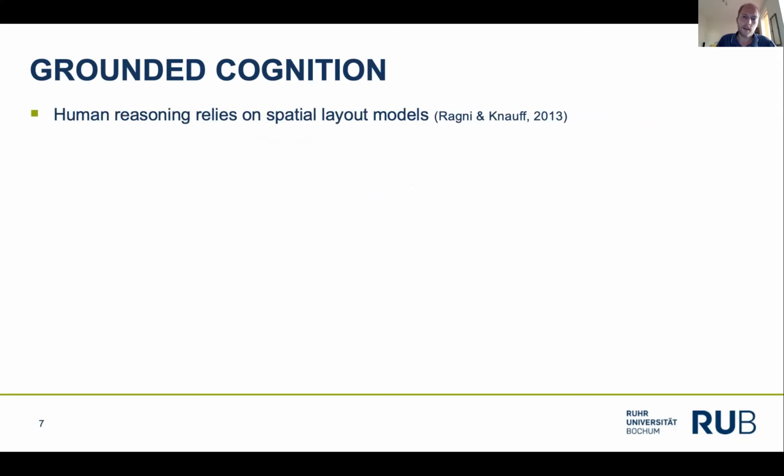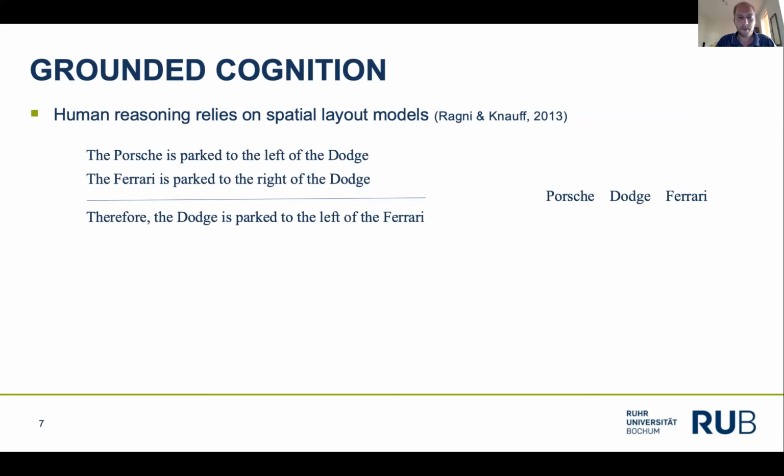One study in this regard is particularly noteworthy because it directly pertains to one of the models that I'm about to present. And that study, conducted by Ragni and Knauf, demonstrates that human reasoning relies on building spatial layout models. So what does that mean? If we're given a reasoning task, like for example, we provide a set of premises, and then we want to verify whether the conclusion is true.